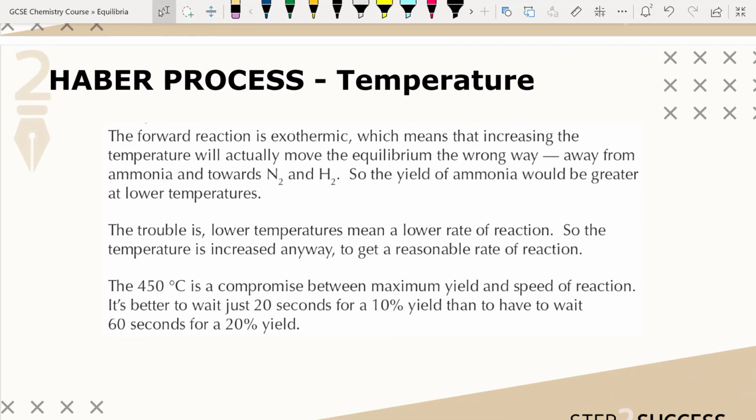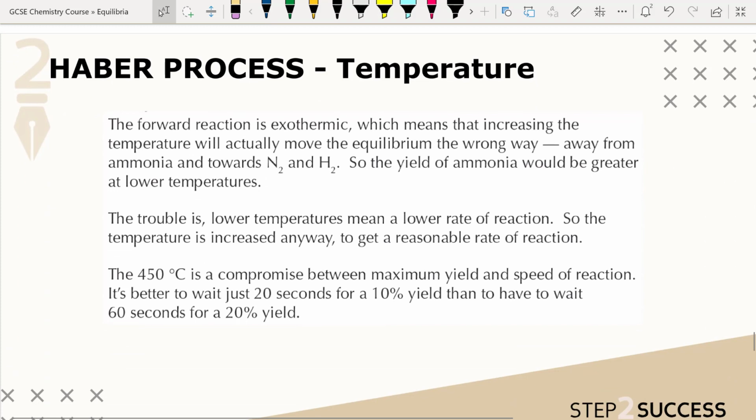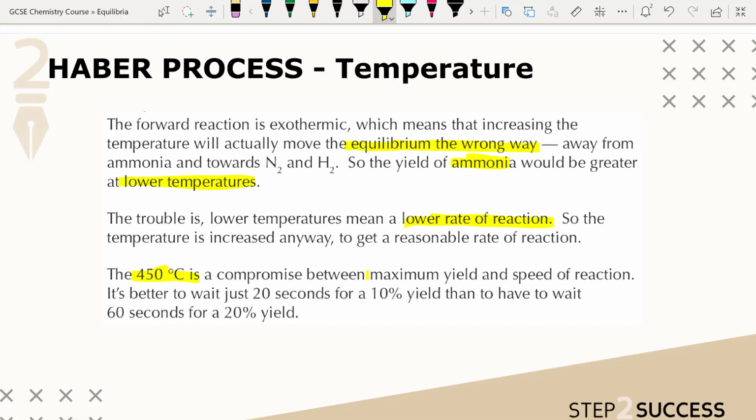So this is just explaining what we've just said, that in the Haber process, the forward reaction is exothermic. So the forward reaction is that way, so that way is exothermic, and the other way is endothermic. And so, if we increase the temperature, we'll actually move the equilibrium the wrong way, away from ammonia and towards the left-hand side of nitrogen and hydrogen. And so, the yield of ammonia would be greater at lower temperature, but lower temperatures mean a slower reaction. And so, we increase the temperature a bit anyway. The 450 degrees C is a compromise between the maximum yield and the speed of reaction. Okay, and so we get quite a lot of product, but we just get it a bit quicker.